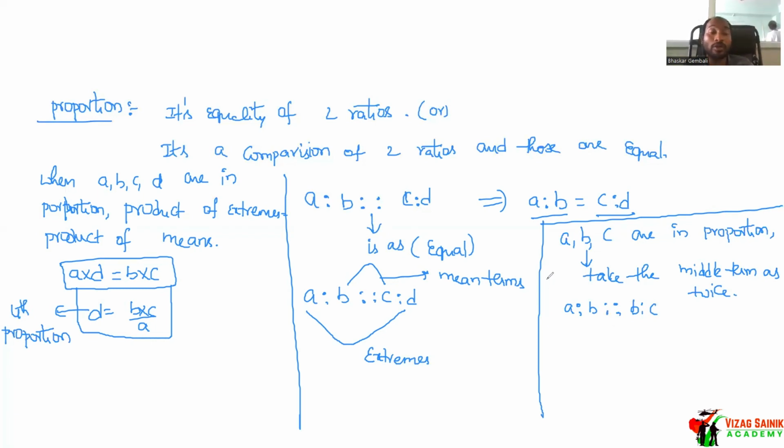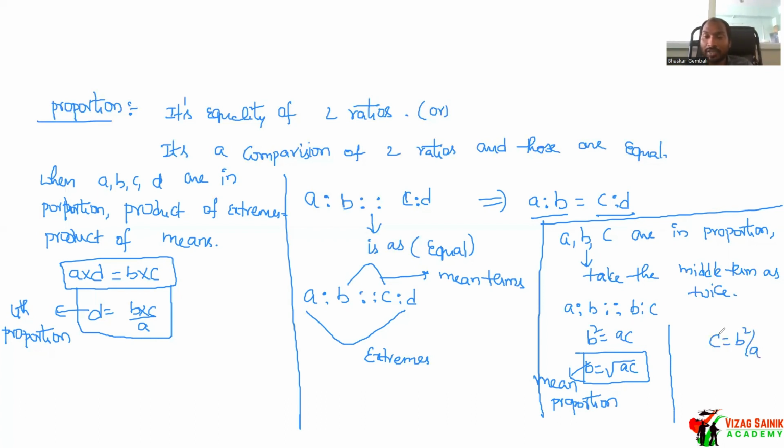As a rule of proportion, what do we know? Product of extremes equals product of means. From this we get B square equals AC, so B equals root AC. This B we call the main proportion, because main means it is in the middle. To get it, we take the root of the first term and last term. Similarly, C equals B square by A. C we call the third term, or third proportion. Third term C equals B square by A.